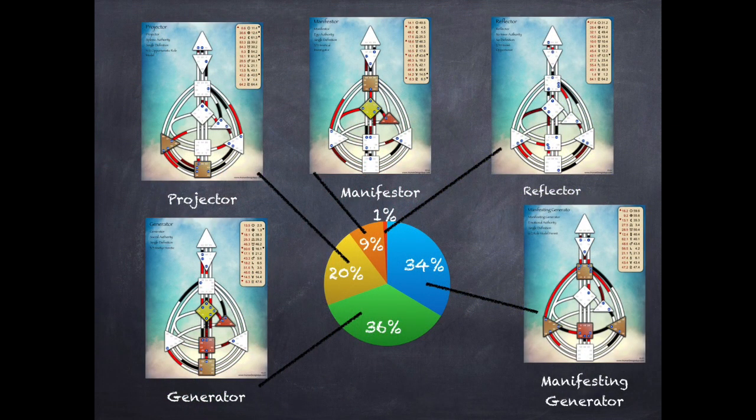To say a reflector type is rare is an understatement. They make up only 1% of the population of all the 5 design types. So it makes sense that their job is going to be different than all other types, and also very important. So what makes a reflector? Well, they're pretty special in that they have absolutely no centers defined. And because of this, their body graphs stand out as being very different.